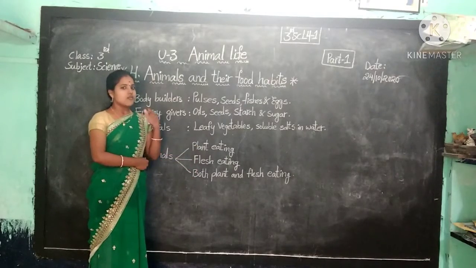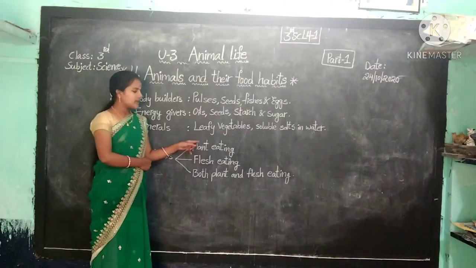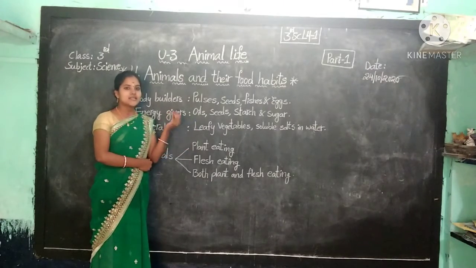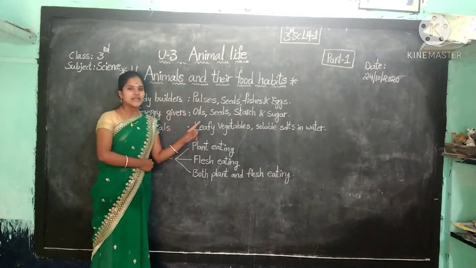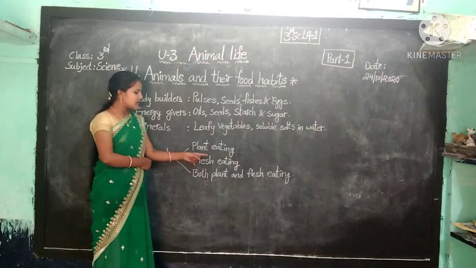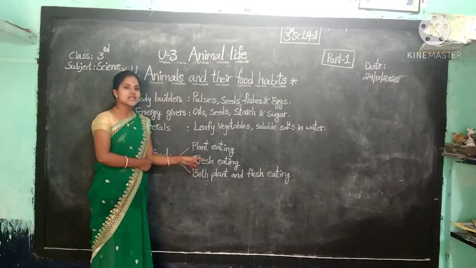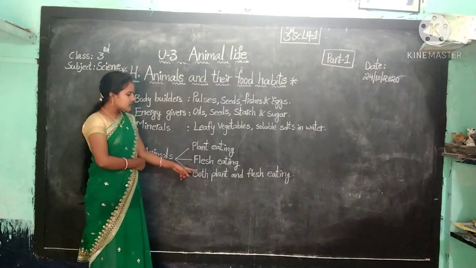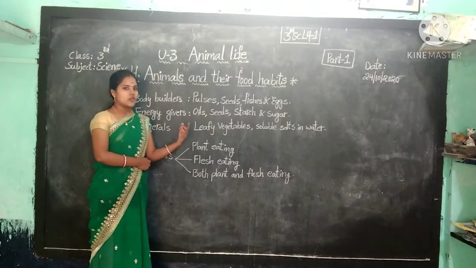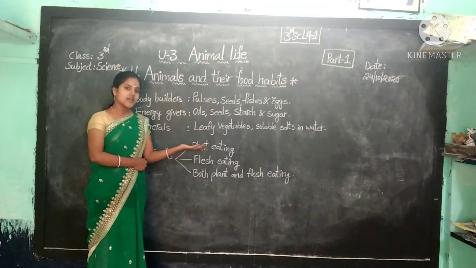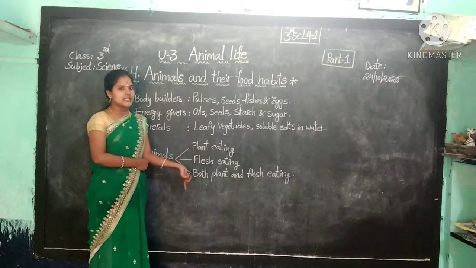Did you understand, children? Once again I will explain. Listen carefully. Plant-eating animals means the animals that eat only plant products, and they are also known as herbivorous. Flesh-eating animals means the animals that eat only flesh. They are also known as carnivorous. Next one, both plant and flesh-eating animals means omnivorous. Omnivorous means they eat both plant products and flesh also. Did you understand clearly, children?